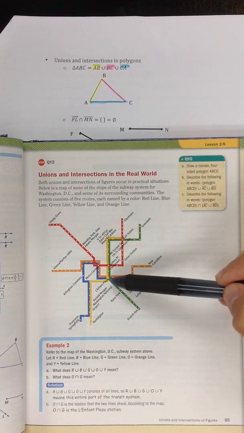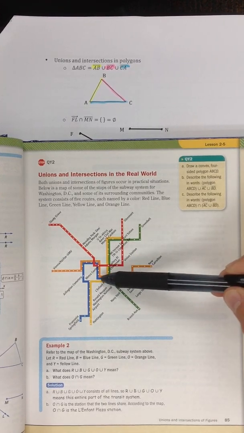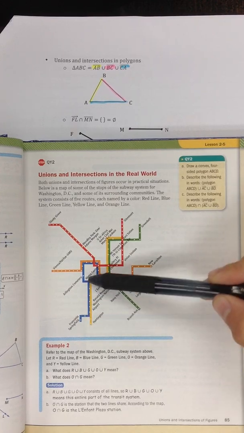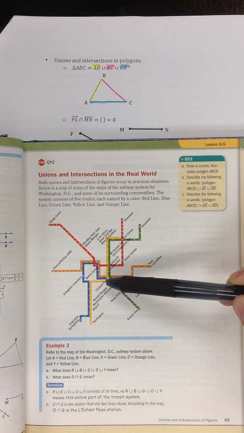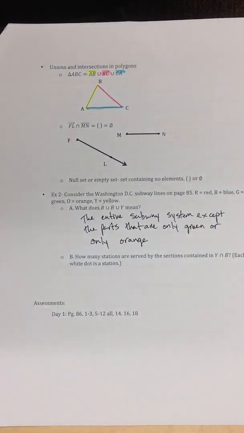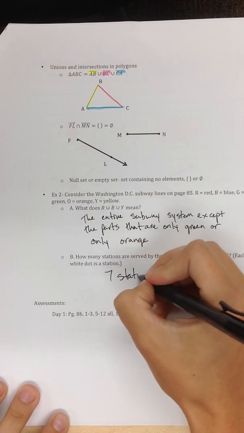Then there's also a station right here that's crossed by a whole bunch of them: yellow, green, blue, all of that. So that's another one right there. So total, we'd have those 6 and that one there. The intersection of those two lines would be 7 different stations. So for B of this, we can put 7 stations.